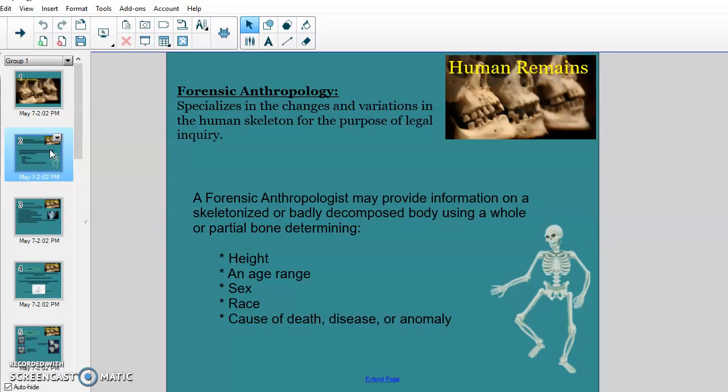So a forensic anthropologist can provide information on a skeletonized or very badly decomposed body using whole or partial bones to determine as much information as possible. Okay, they're trying to get anything that they can to help attempt to figure out who the person might be and as much information as they can.